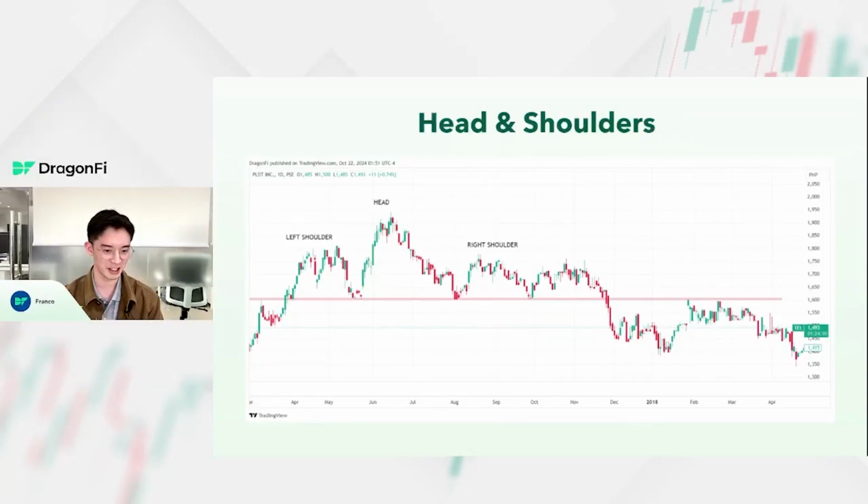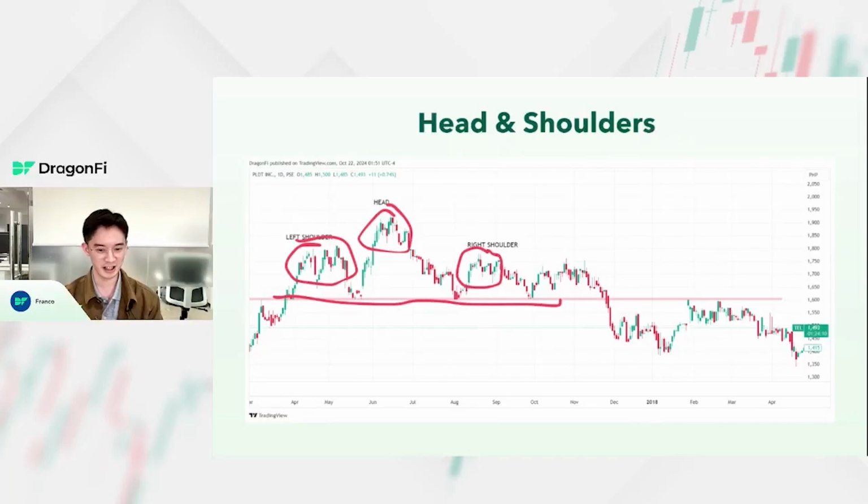Well, basically because one forms a left shoulder, a head, and then a right shoulder, and then you have your neck. So if it breaks the neck, it validates the bearish head and shoulders pattern and will continue to trend downward. So this is PLDT. This was PLDT before. So this is a very common pattern, and there's also a reverse of this.